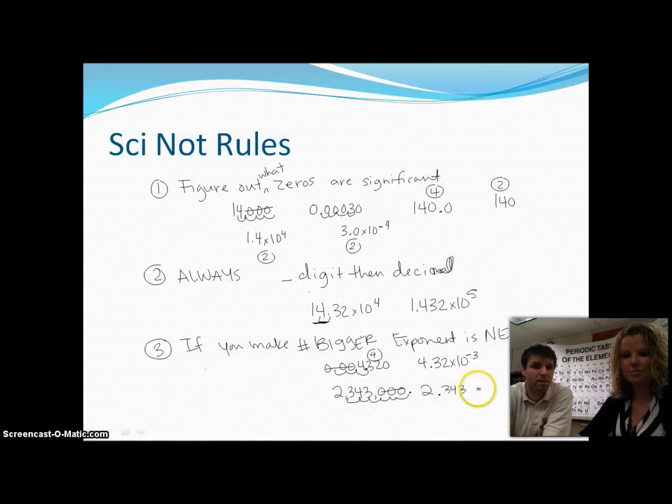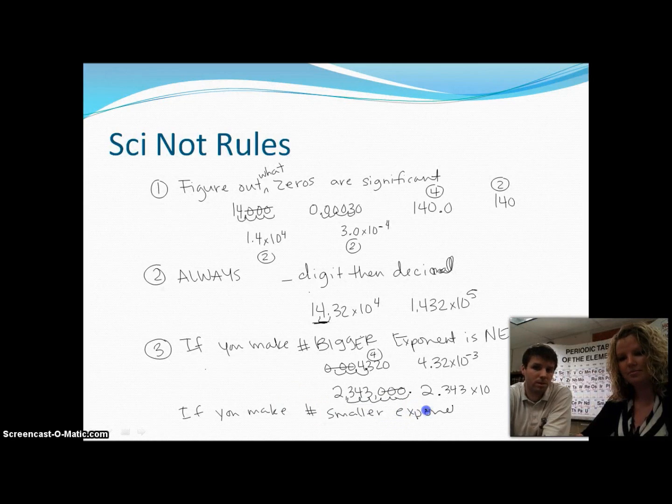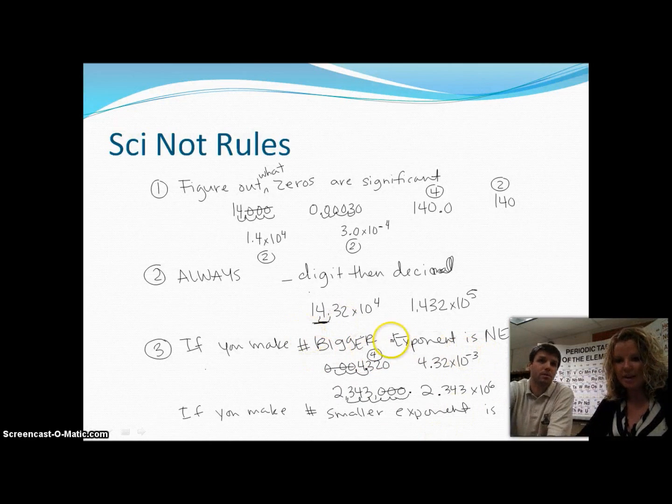So we made it smaller. And so that's our other rule: if you make numbers smaller, the exponent is positive. And so we moved it over 1, 2, 3, 4, 5, 6. So it's a +6, showing that this is going to be a really big number when that one's going to be small. Because this number right here should always be the same as this number right here.